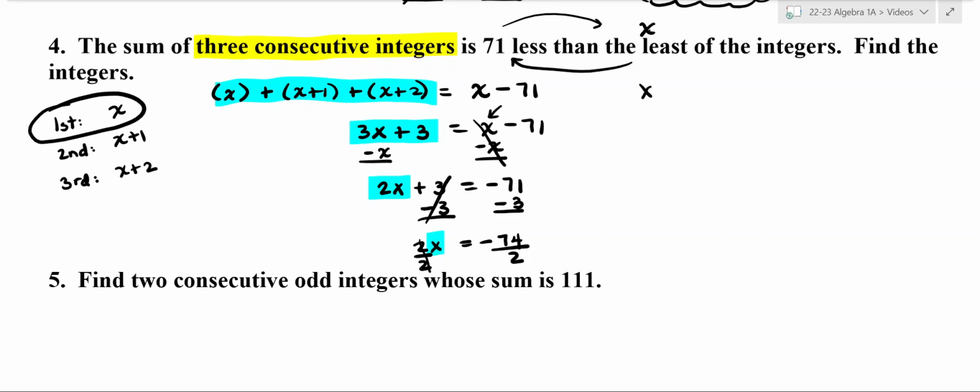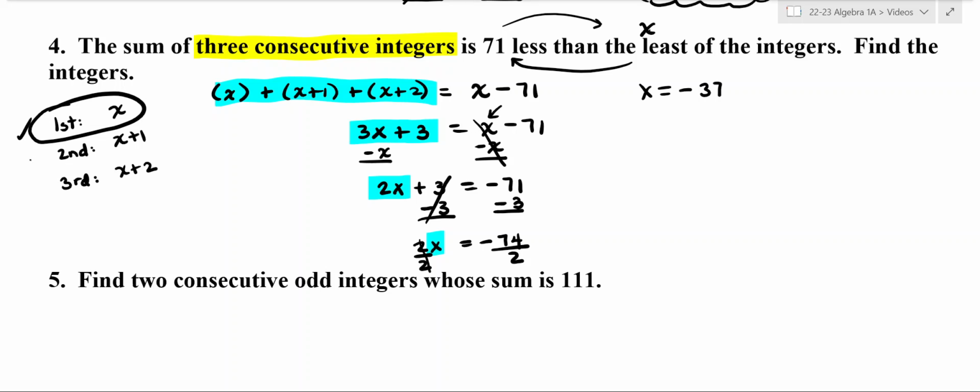All right, so we get that x equals negative 35, 36. I get negative 37. Let me just double check in the calculator. Yes. So that's the first number.